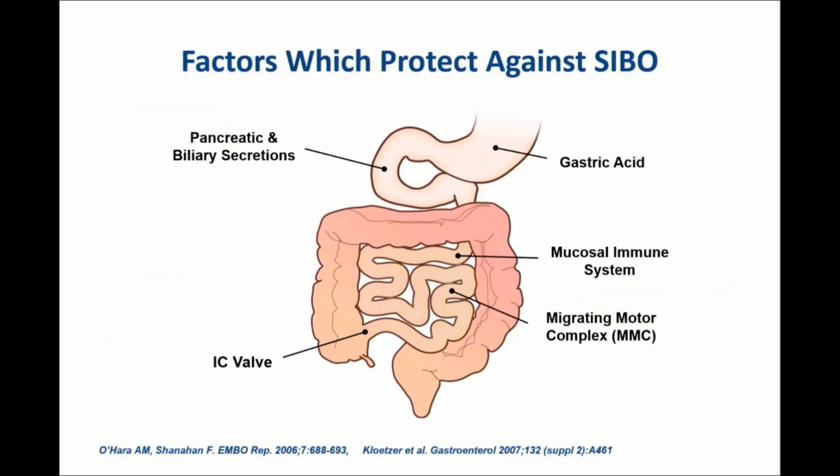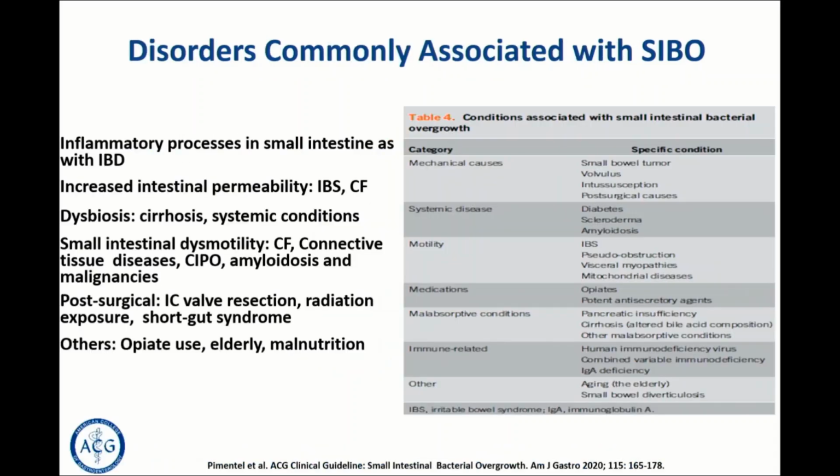So what are the factors that protect against the development of SIBO in patients? The pancreatic and biliary secretions, the gastric acid, the mucosal immune system, as well as the MMC, the migrating motor complex, as well as the ileocecal valve, which prevents the colonic bacteria from going back into the small bowel.